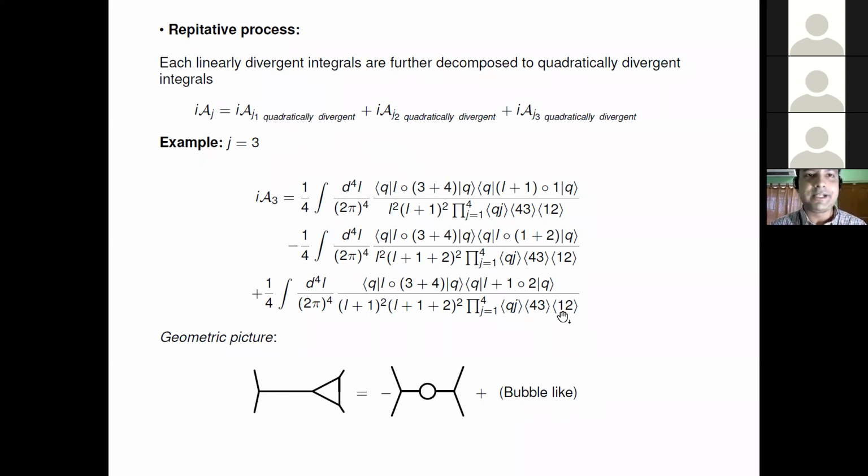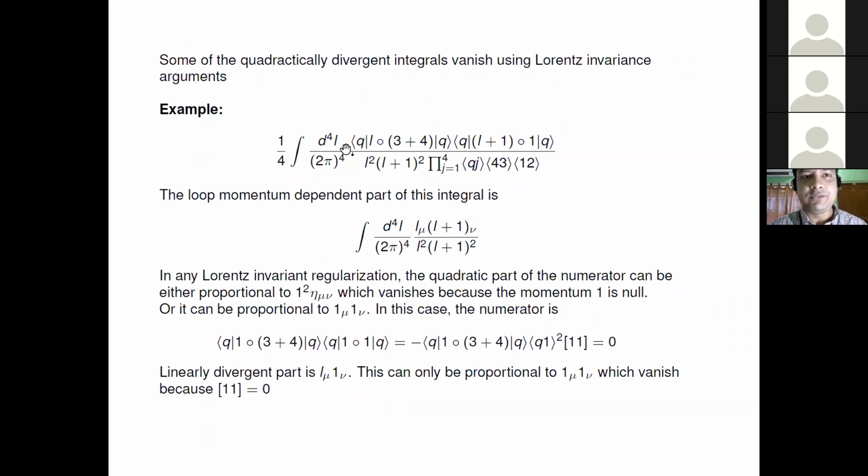And then what we use is the method of shifts. First of all, we note that some of these quadratically divergent integrals vanish using Lorentz invariance arguments. For example, consider this integral. The loop momentum dependent part of this integral is given by L mu L plus 1 nu. In any Lorentz invariant regularization, the quadratic part of the numerator can be either proportional to 1 square eta mu nu, which vanishes because the momentum 1 is null, or proportional to 1 mu 1 nu. If it is proportional to 1 mu 1 nu, the numerator in this case is given by this factor, and this factor also vanishes because there is a spinor bracket contraction of 1, 1, which is 0. So this whole integral vanishes using Lorentz invariance arguments.